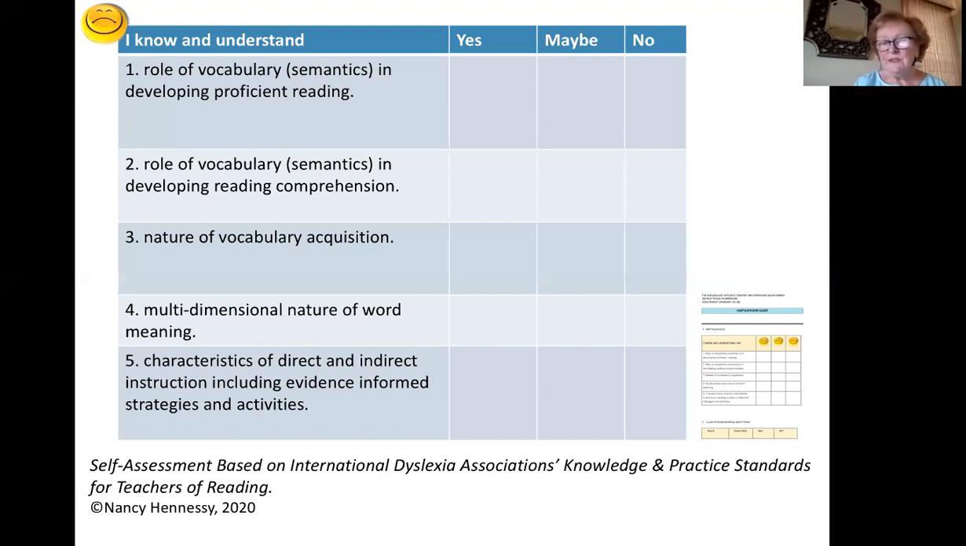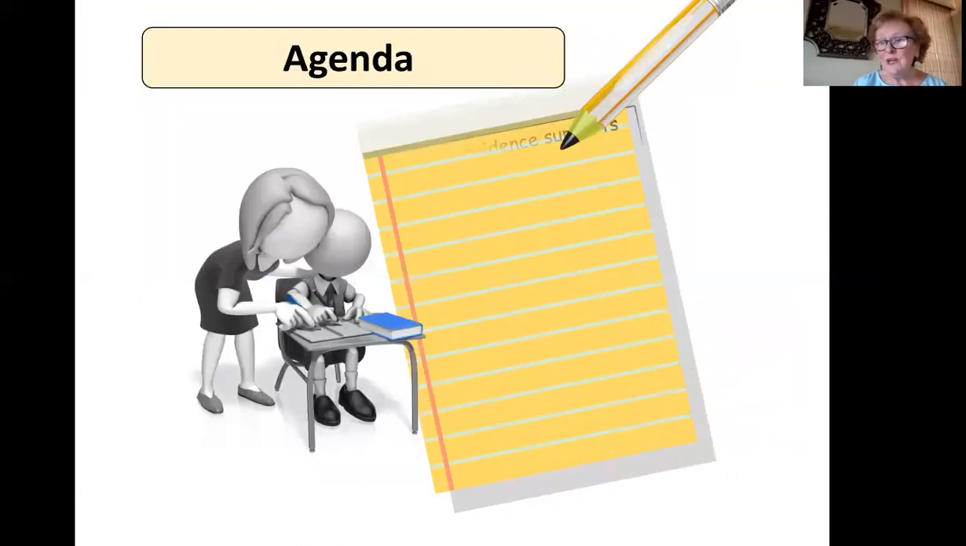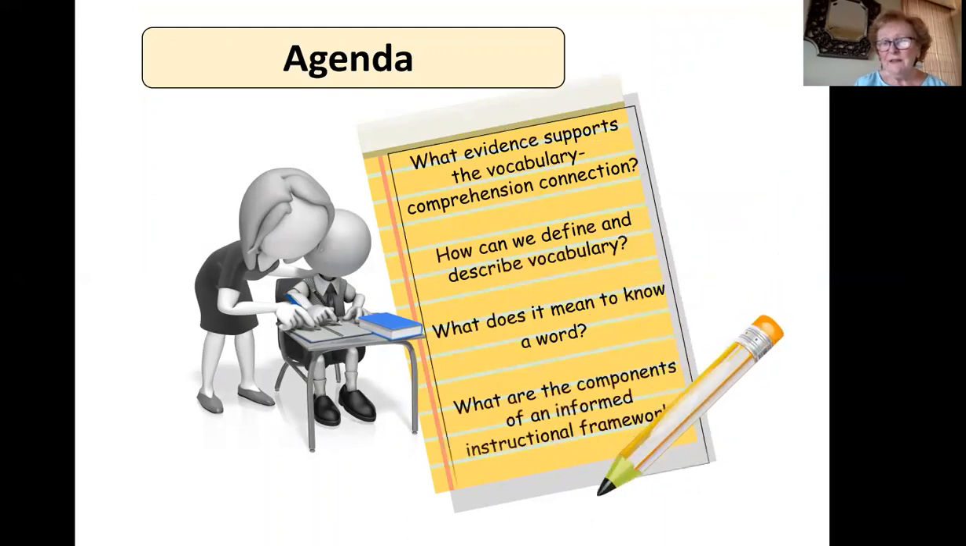All right. So now let's take a look at what we will be talking about specifically today. And this relates directly to those questions that you just responded to. So we'll begin with what evidence supports the vocabulary comprehension connection? In other words, what does it do with skilled reading and reading comprehension? And then secondly, how can we define and describe vocabulary? What comes to mind when we hear the word vocabulary? Thirdly, what does it mean to know a word, to truly know a word? Is it just the definition or is it more?